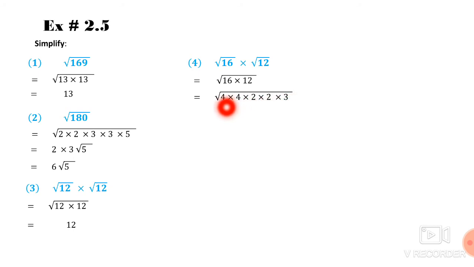Again we will make the pairs: 4 square, 2 square, and 3. Square and square root will be cancelled out. This 4 will be taken outside the radical sign, this 2 will be taken outside the radical sign, and 3 will remain inside the radical sign. So 4 2s are 8, 8 square root 3. This is the answer. Part 5, exactly same as part 4, you have to do it yourself.